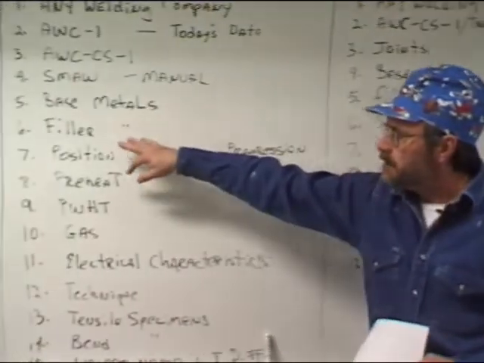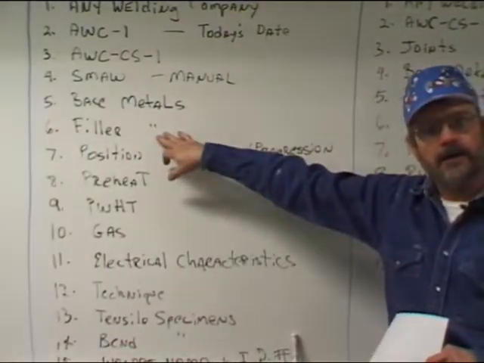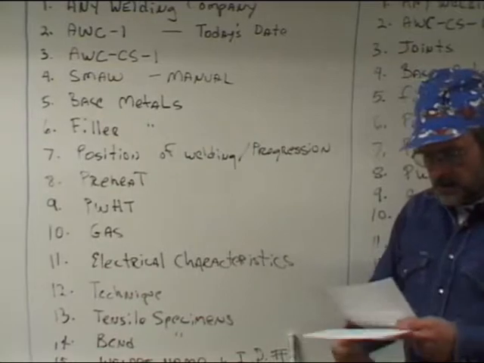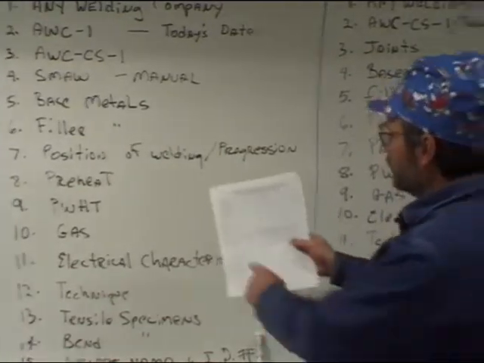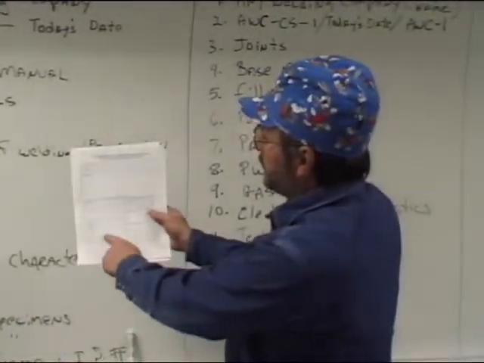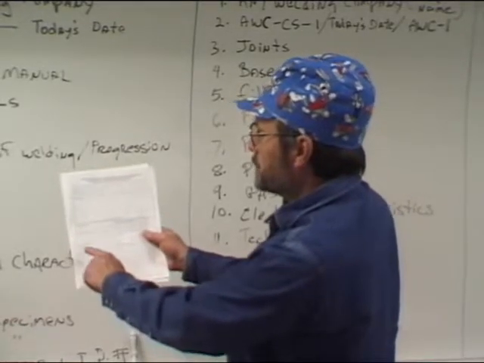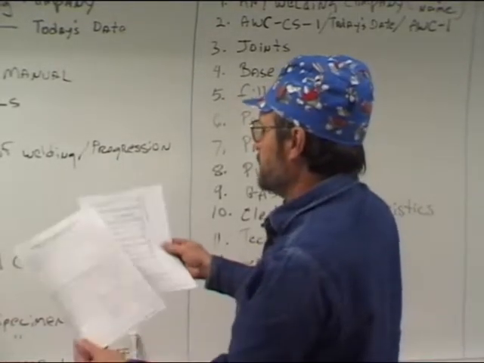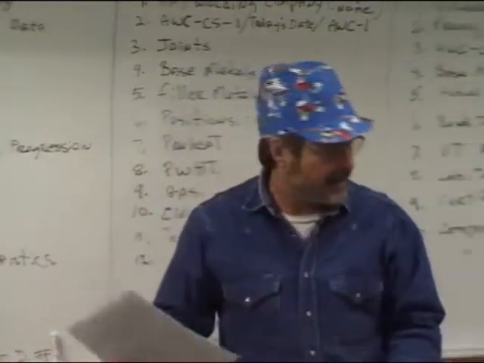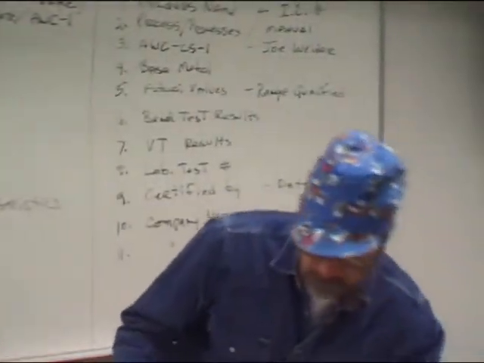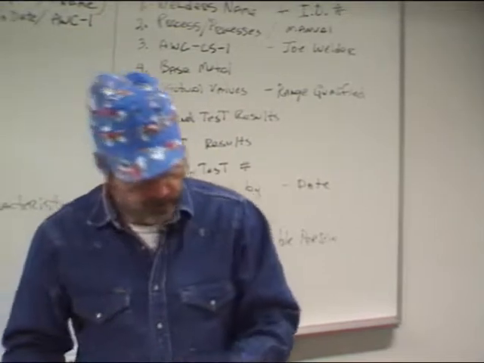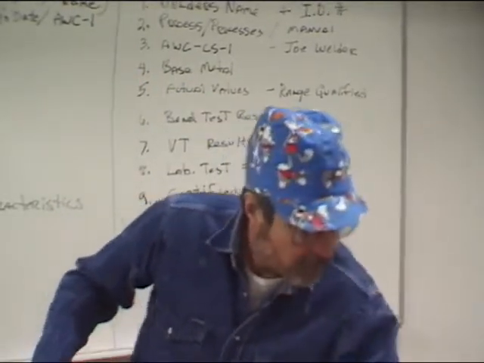So number 6 now, we have to do the same thing for our filler metal. So if you look at our form, right beneath metals is filler metal, and you'll find that in paragraph 404. So the first thing they're asking for is the SFA number.